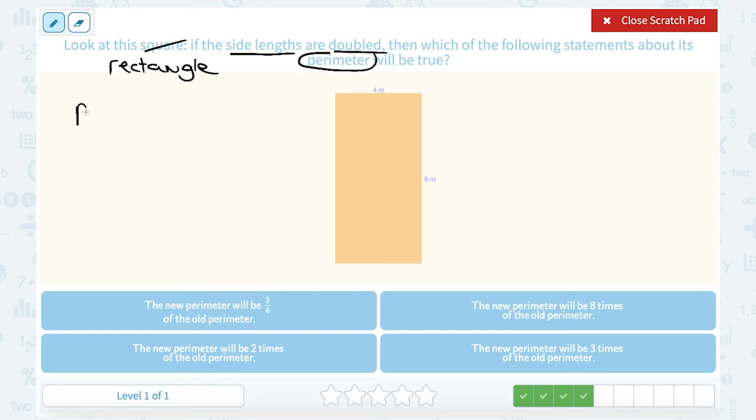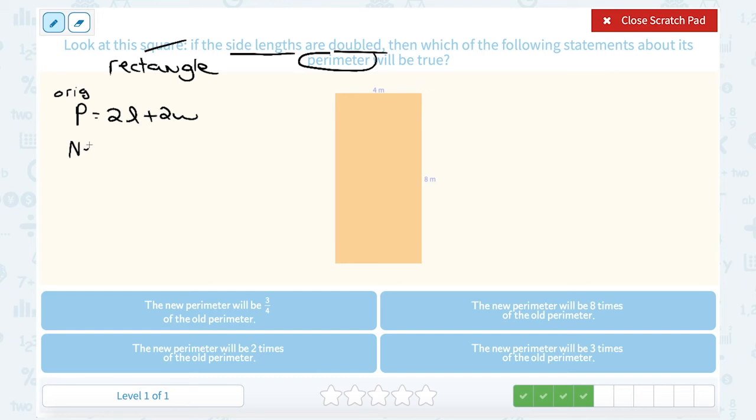So the perimeter of any rectangle is 2 times the length plus 2 times the width, or adding up all 4 sides, right? Keeping in mind that there's 2 sides that both have measurements of 8 meters, and 2 sides that both have measurements of 4. That's why we're multiplying it by 2. So this is the original formula.